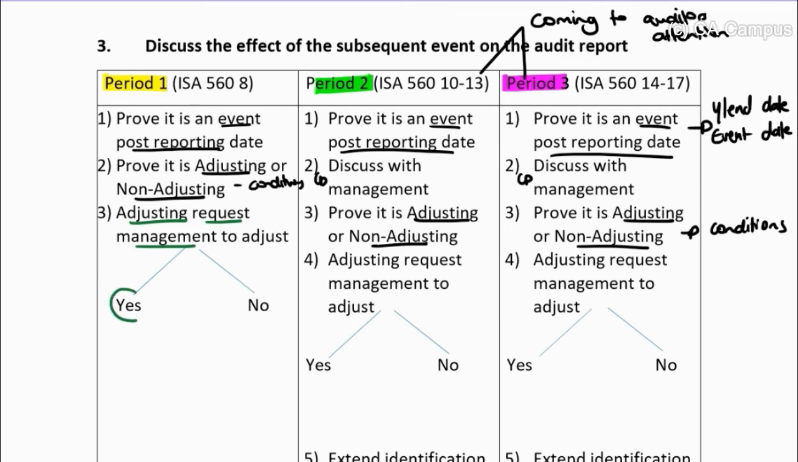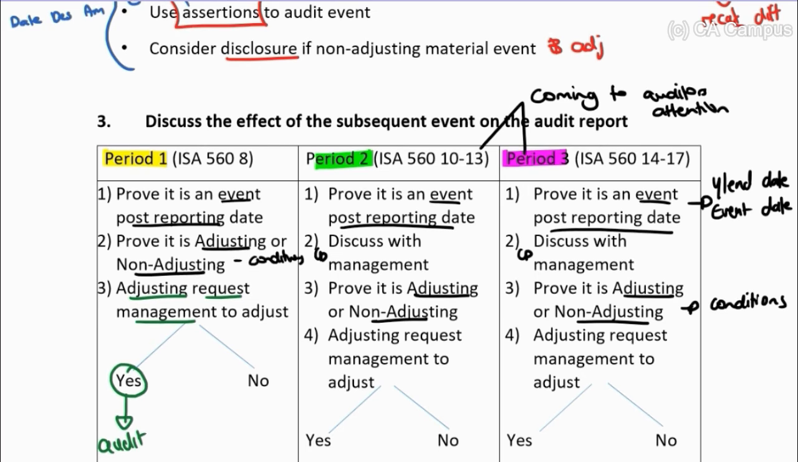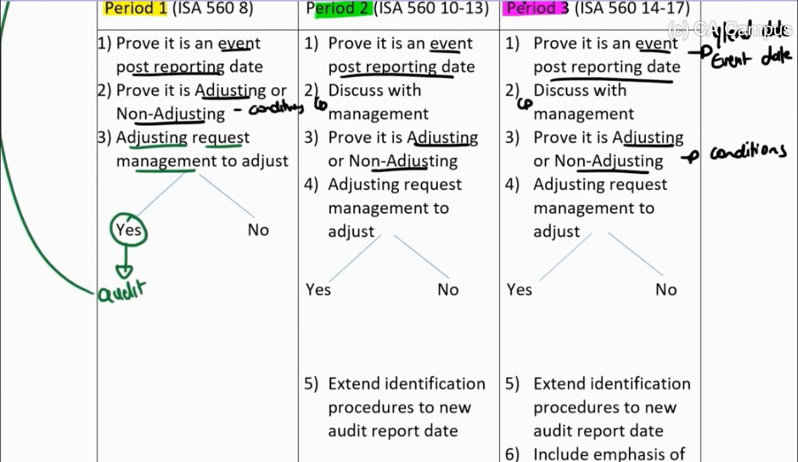If they adjust, then I need to go and audit the adjustment per step 2. And that's the same for all of these. If it's adjusting, request them to adjust. If they say yes and they adjust, I need to go and audit it. And once again, exactly how I did for question number 2.